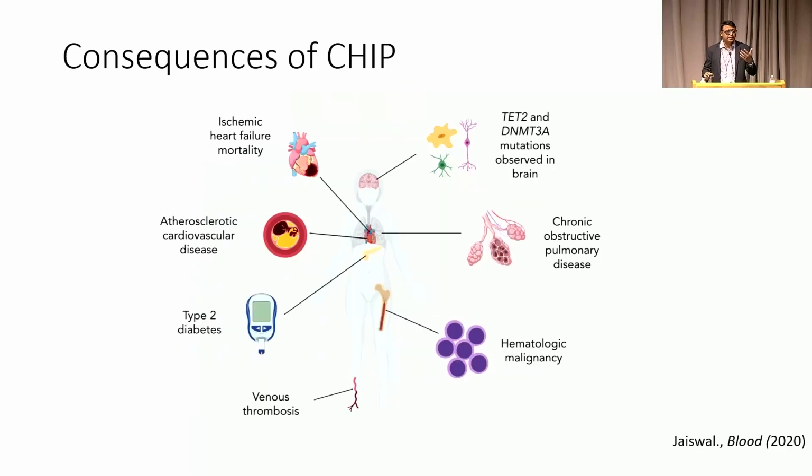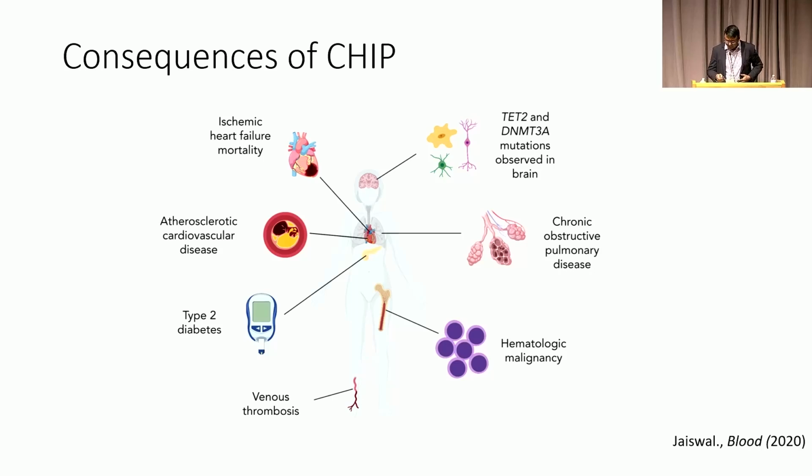And why do we care about clonal hematopoiesis? Clonal hematopoiesis is important because carriers who have these CHIP mutations have a tenfold increased risk of developing hematological malignancies later in their life. In addition to increasing the risk of hematological malignancies, CHIP also increases the risk of non-hematologic conditions such as cardiovascular diseases and diabetes, and it has also recently been implicated in neurological conditions as well.